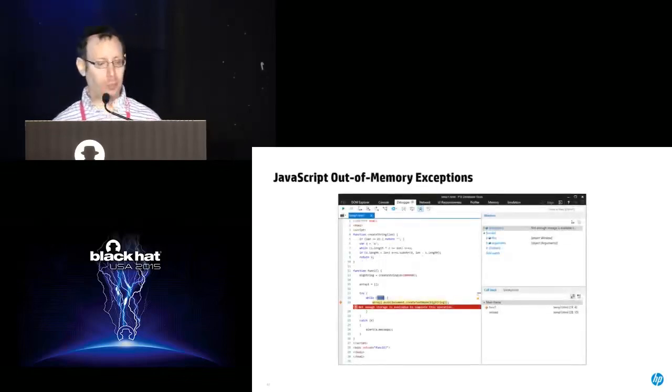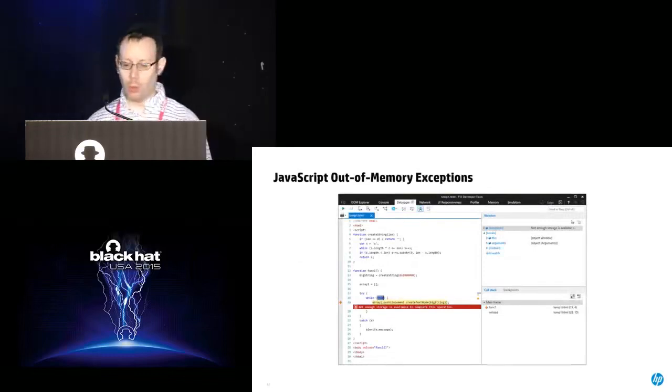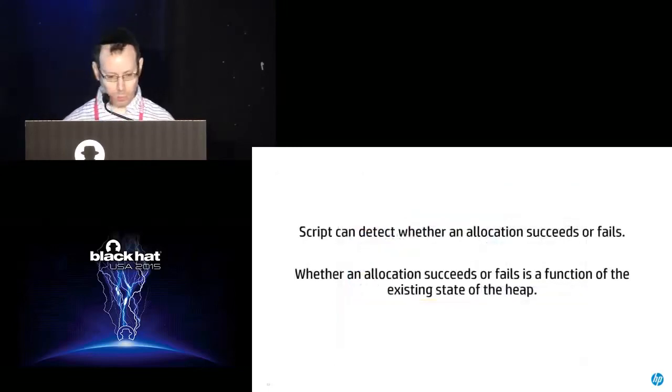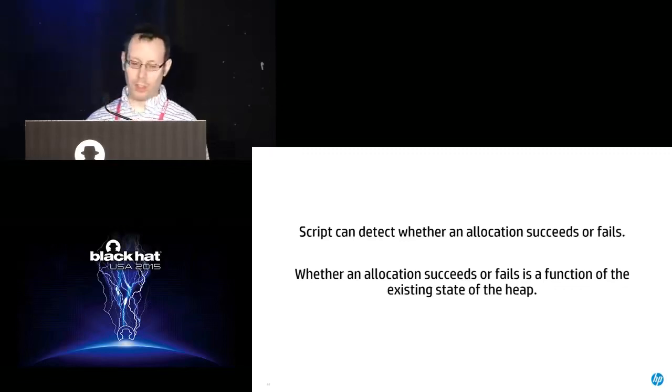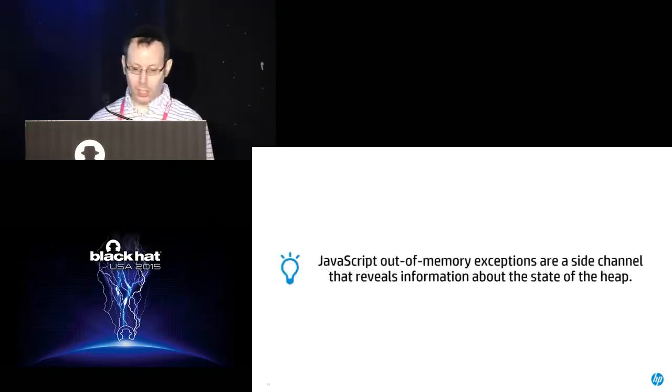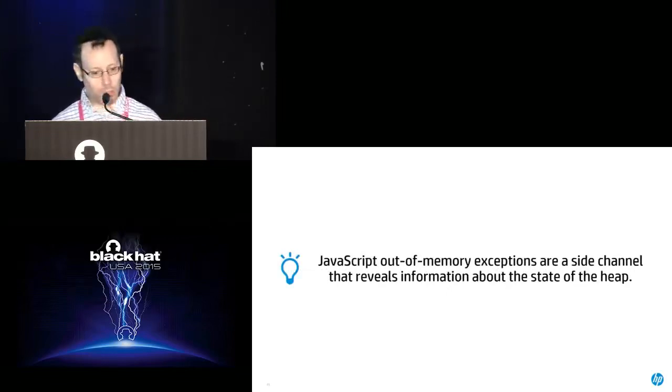Here we have a way for the attacker's script to detect whether an allocation was a success or a failure. All it needs to do is check for the exception. And here's the crucial insight. Script can detect whether an allocation succeeds or fails. And whether it succeeds or fails is a function of the existing state of the heap. In other words, JavaScript out-of-memory exceptions are a side channel that reveals information about the state of the heap. And that's exactly the side channel that we need in order to get information back from memory protection.